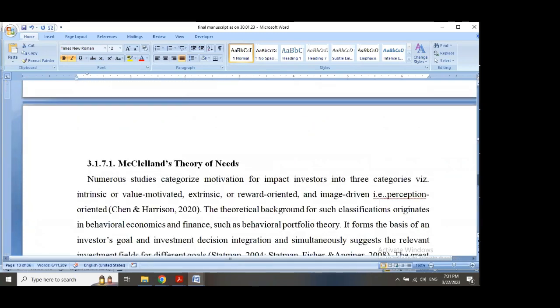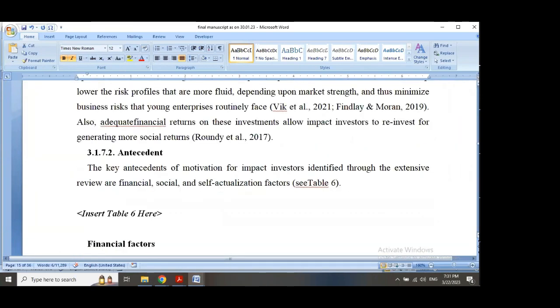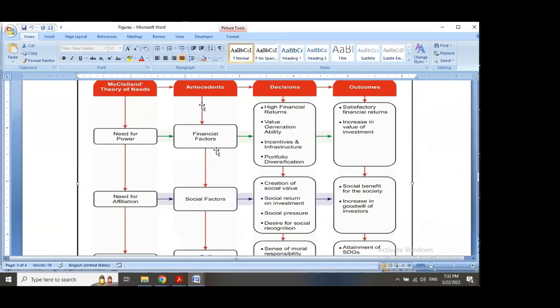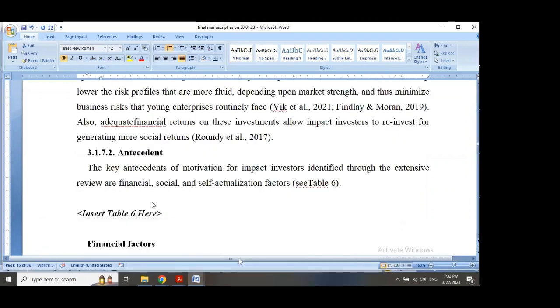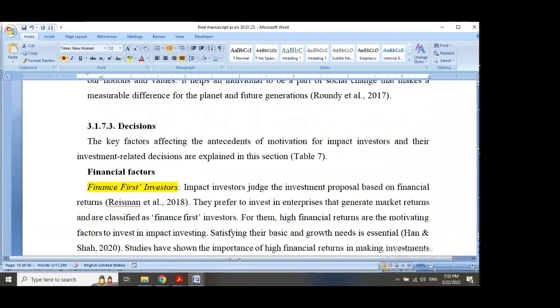First of all, we talked about what is the McClelland theory of needs, right? And after that, antecedents. What are the different antecedents? In the diagram, I have already explained this, right? Antecedents: financial, social, and self-actualization. I have written this over here as well and mentioned everything here. So in antecedents, first are financial factors, social factors, and self-actualization factors.